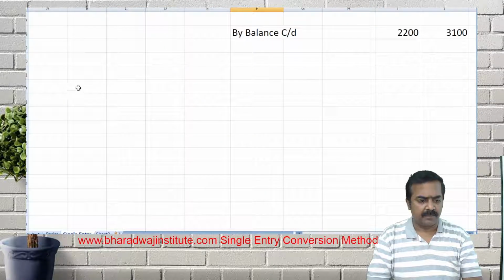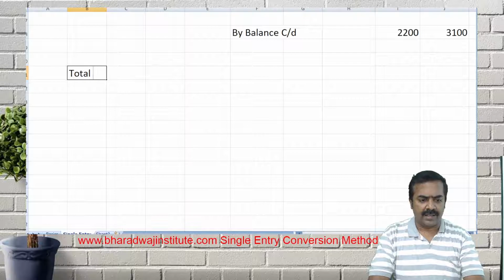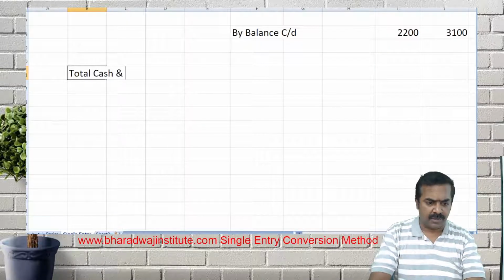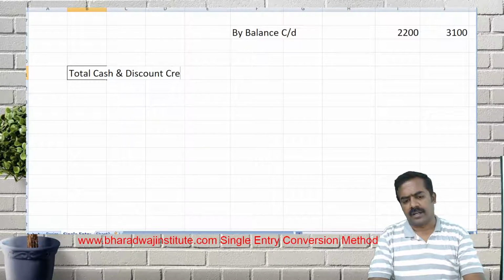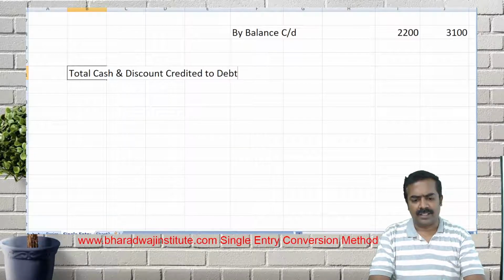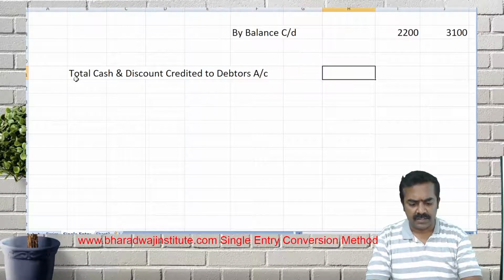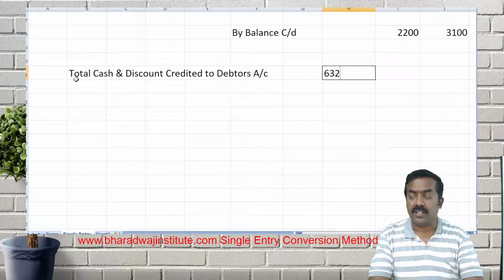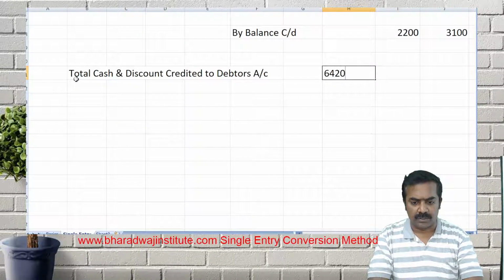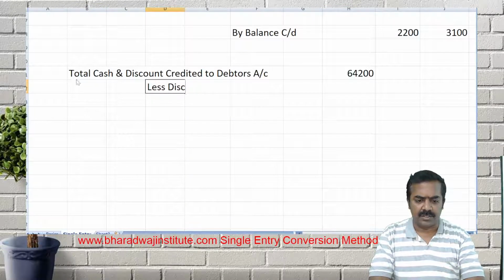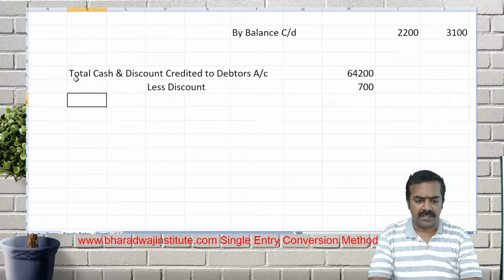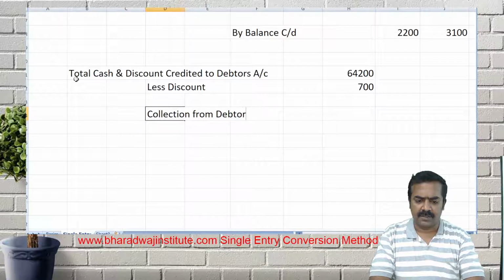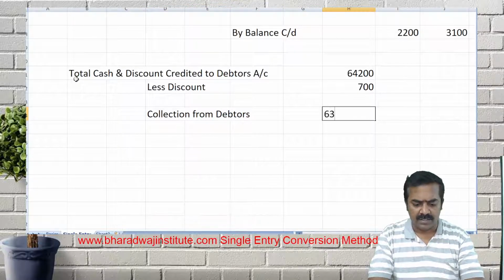Okay, let us analyze. Start. Total cash and discount credited to which account? Debtors account. How much? 64,200. அதுல less discount na discount எவ்வளவு இருக்கும்? 700 இருக்கு. Balance is collection from debtors. Wait பண்ணுங்க. Collection from debtors. Debtors collection எவ்வளவு போட்டோம்? 63,500.